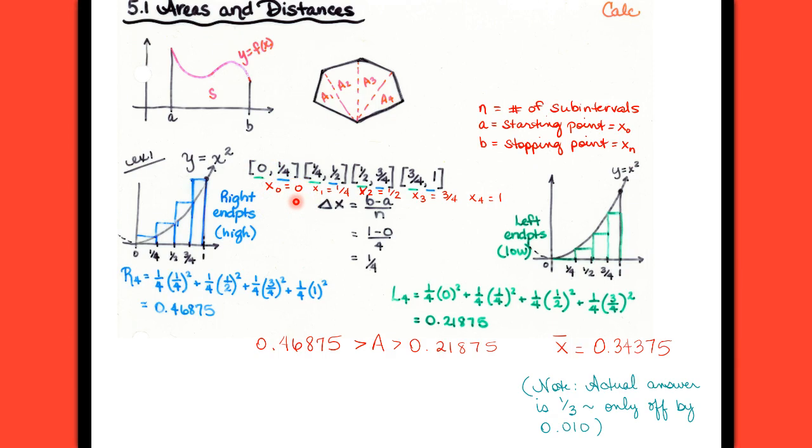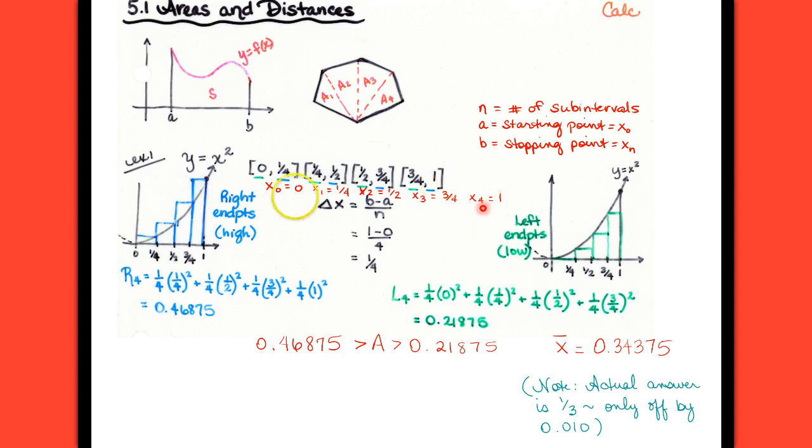And then the next endpoint that we use, you can see it's the right-hand endpoint here and the left-hand endpoint here, but the next value is 1/4. We'll call that x sub 1. And then the next value is 1/2. So we'll call that x sub 2. And then the next value is 3/4. We'll call that x sub 3. And then the next value is 1. We'll call that x sub 4.